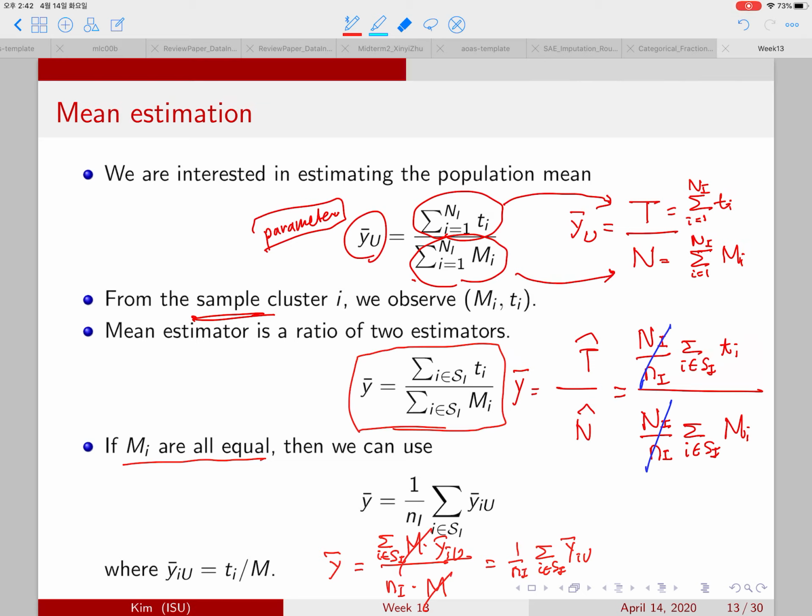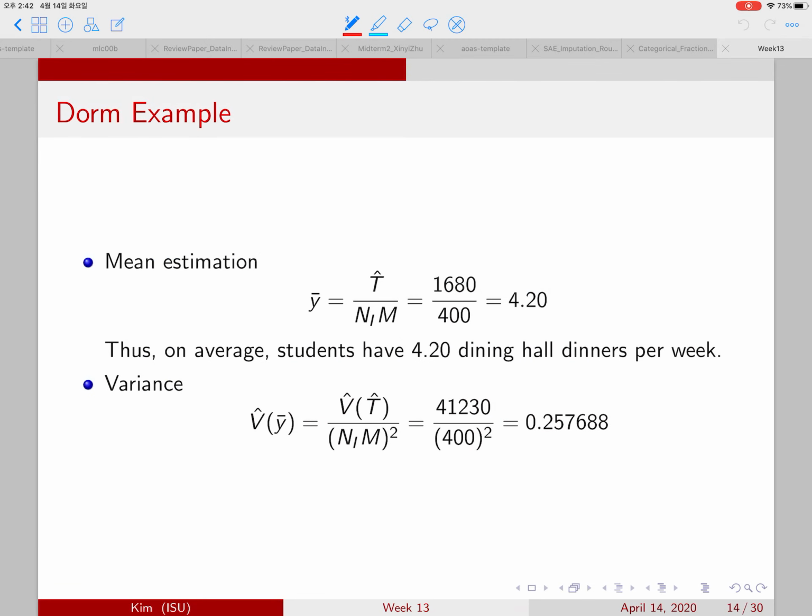In this case, the denominator is fixed, but this n itself is random. So it depends on whether the M_i's are all equal or not; we may have different ways of estimating the variance. For the dorm example, the M_i's are all equal to 4. So that is a simpler method. In that case, we only have to divide the total estimator by 400.